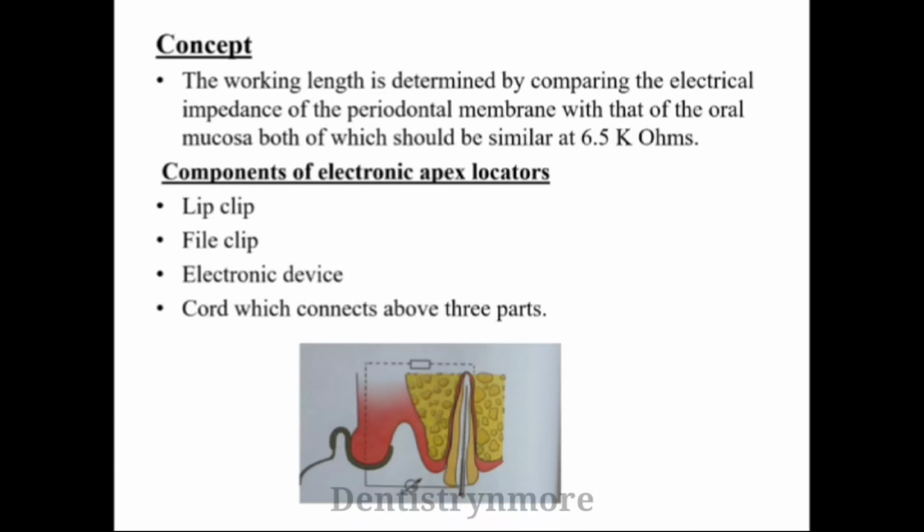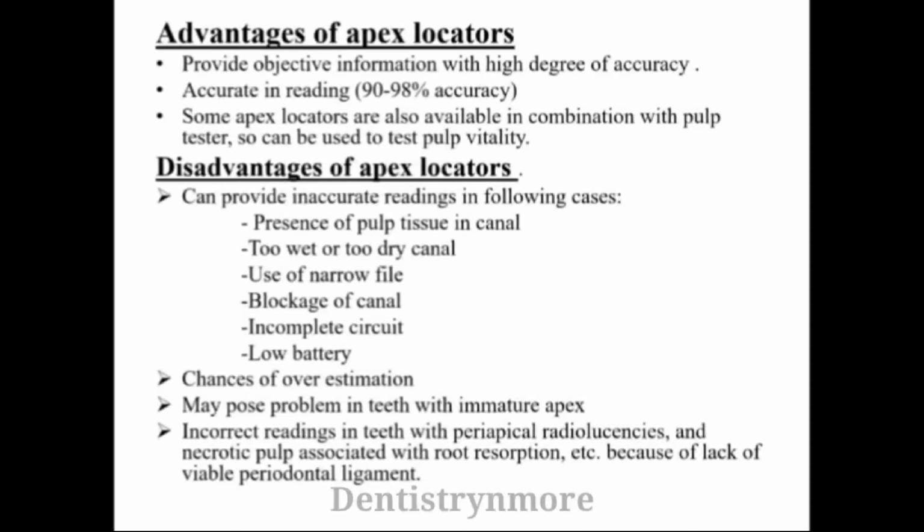The components of the electronic apex locator include the lip clip, file clip, electronic device, and the cord which connects the above three parts. The advantages include providing objective information with a high degree of accuracy in reading, and they are also available in combination with the pulp tester, so it can be used for pulp vitality tests. And the disadvantages are also there.